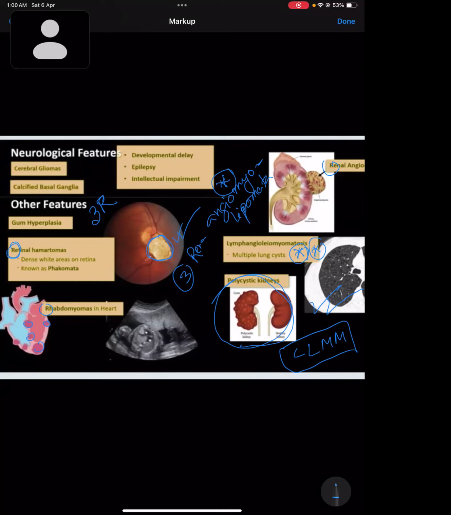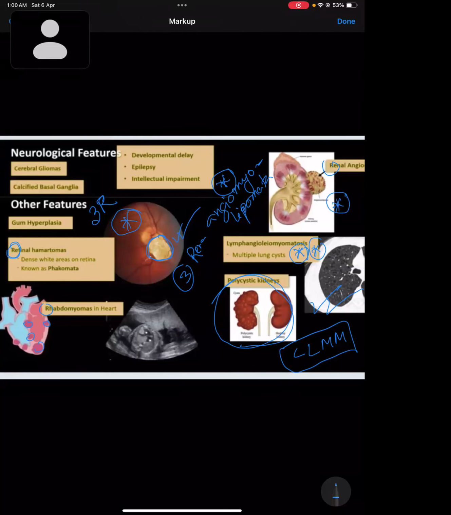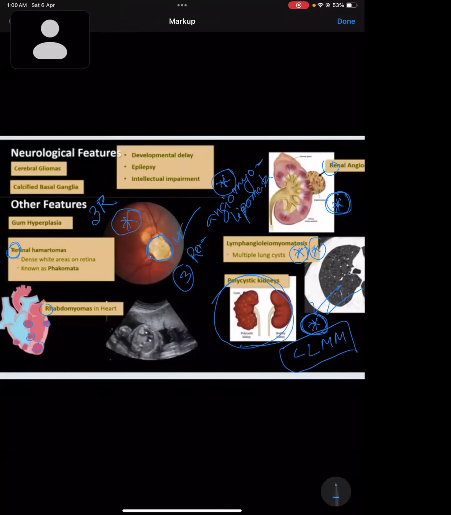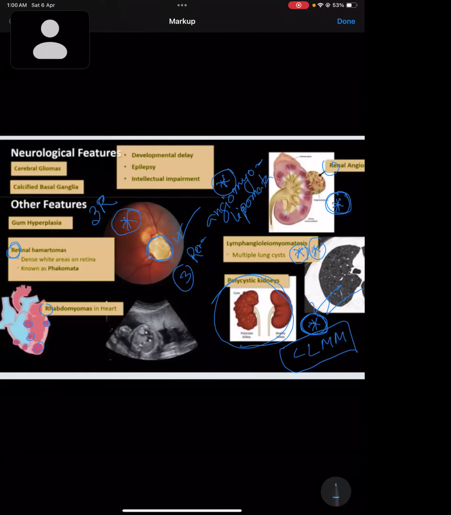So these are the extra features that you can have. For part 2 people, this retinal one is important. For part 1 people, this kidney tumor and this lung tumor, these two names are important. Okay, they will ask which is associated with tuberous sclerosis. That's it. You don't need to know about the treatment or anything. Okay, no questions are coming from this.